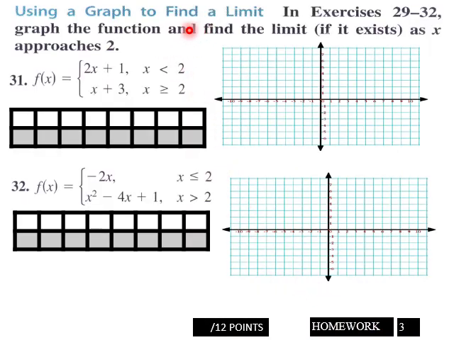Page 3, graph the function, find a limit if it exists as x approaches 2. So for each one of these as x approaches 2, fill in your table. Same thing down here, fill in your table for these two functions. Find the limit if it exists, and then graph it. 12 points here, page 3.